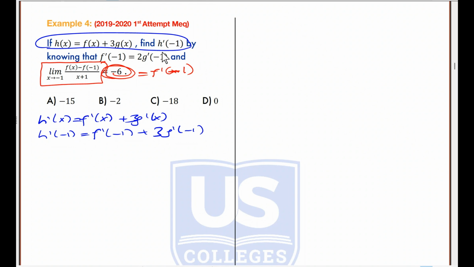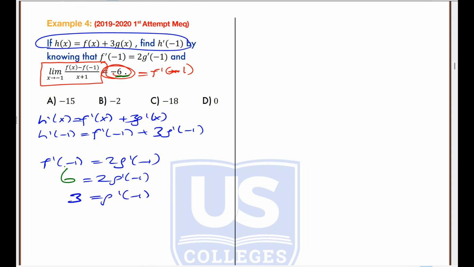So let's use the relation. F prime of negative 1 equals 2 times g prime of negative 1. In the question, I am already given f prime of negative 1 is negative 6. So insert negative 6 for this. Negative 6 equals 2 times g prime of negative 1. Divide both sides by 2. So negative 3 equals g prime of negative 1. Now I can solve the question.